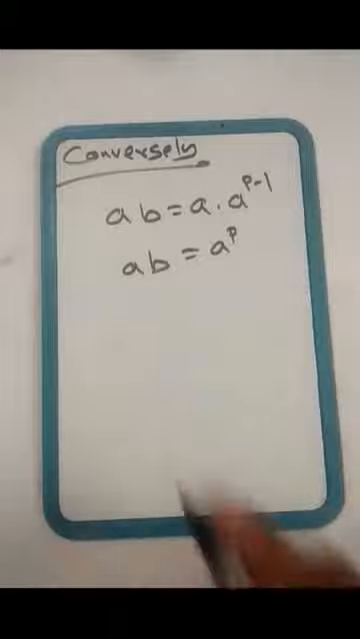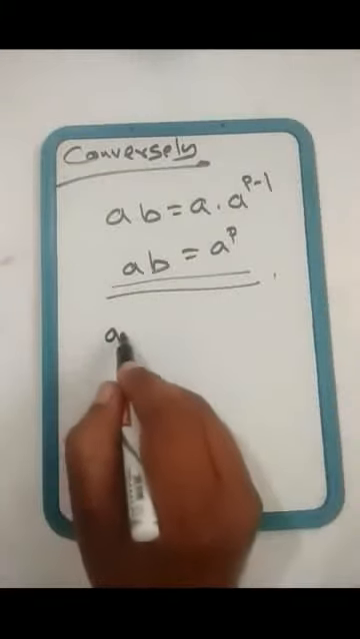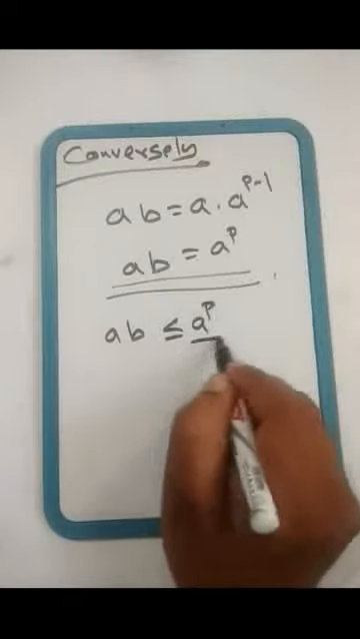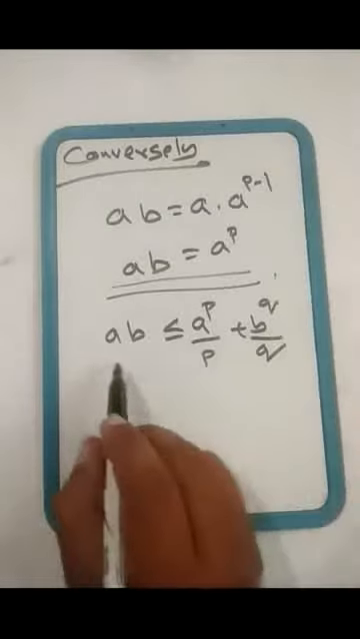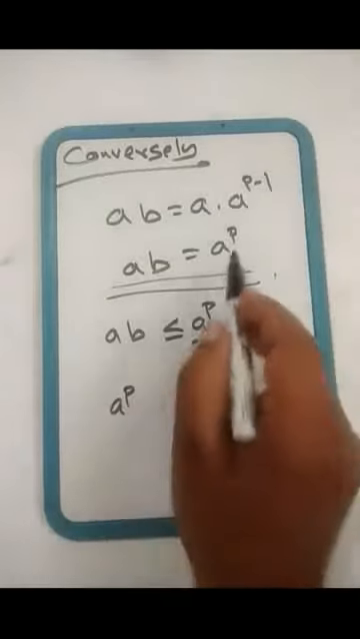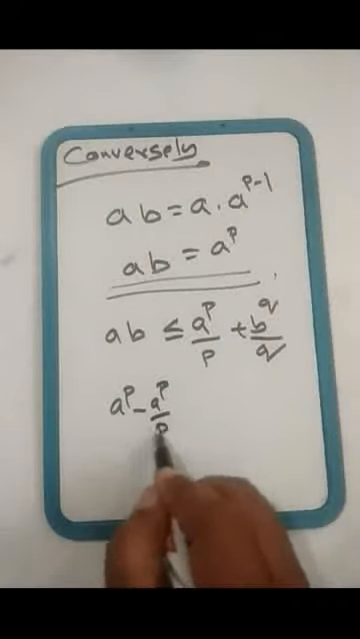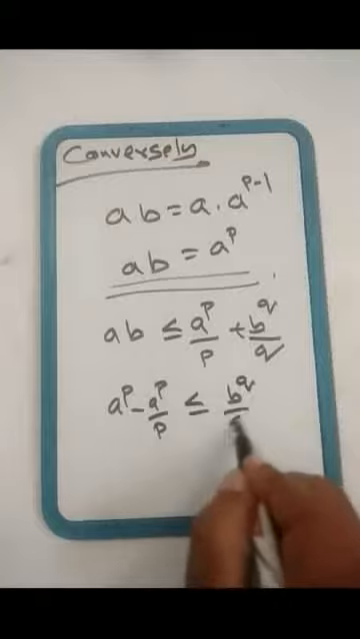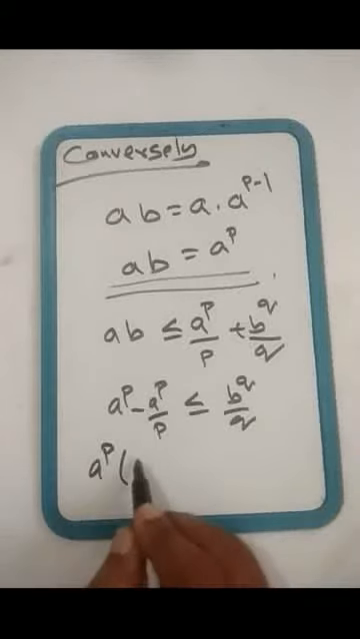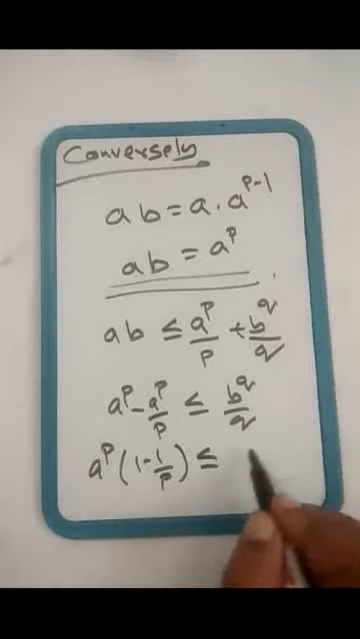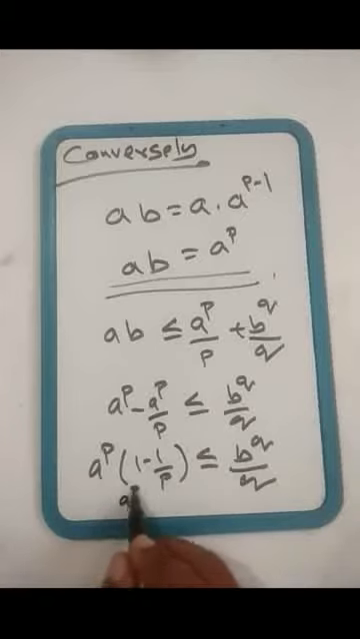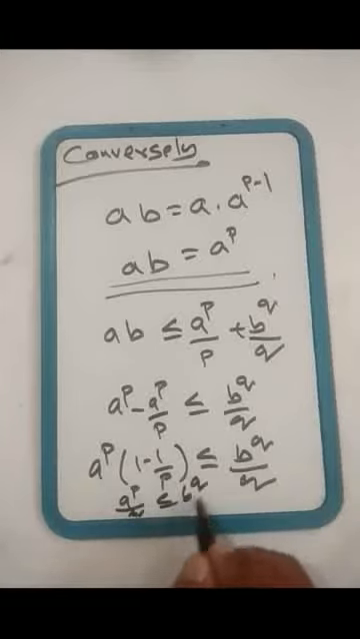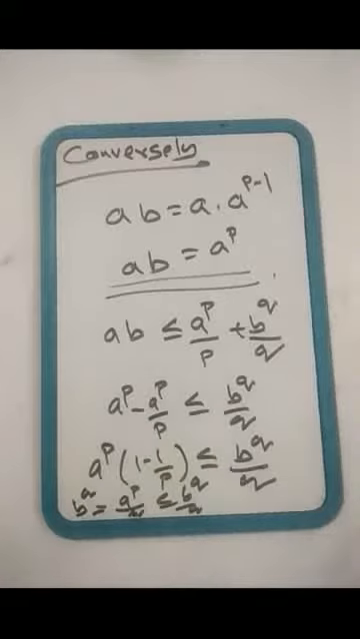Okay. So if AB is A raised to P, again by Young's inequality, AB is less than or equal to A raised to P upon P plus B raised to Q upon Q. This implies that A raised to P, substituting the value here, minus A raised to P upon P is less than or equal to B raised to Q upon Q. So A raised to P times 1 minus 1 by P is less than or equal to B raised to Q upon Q. But 1 minus 1 by P is 1 by Q. So A raised to P upon Q, B raised to Q upon Q. Q cancels. And here is also B raised to Q. In fact, it's equality. Either way you prove it.